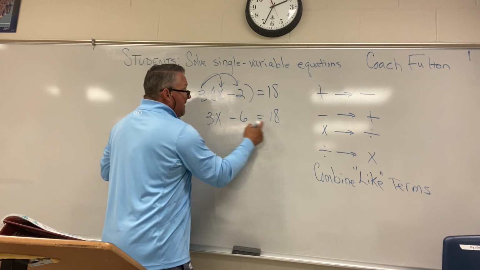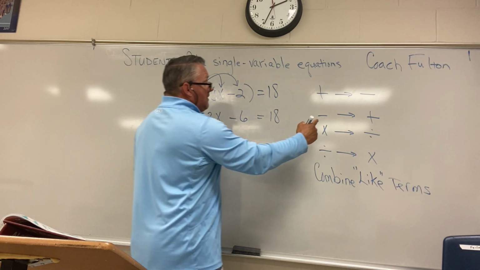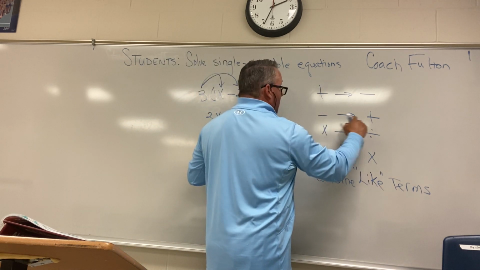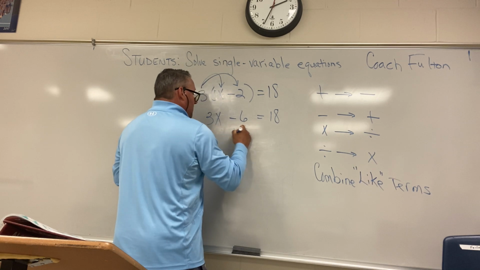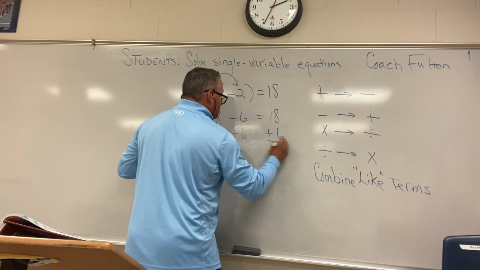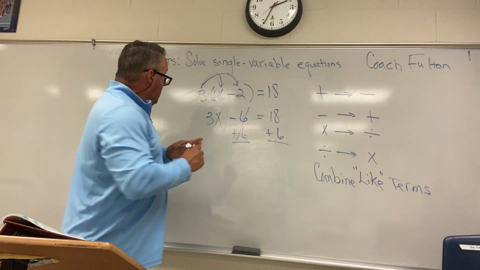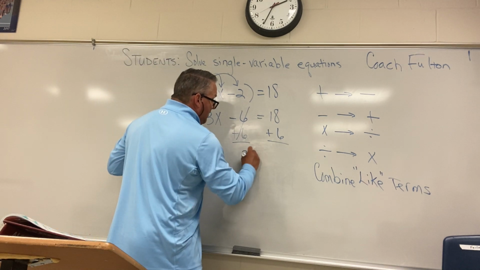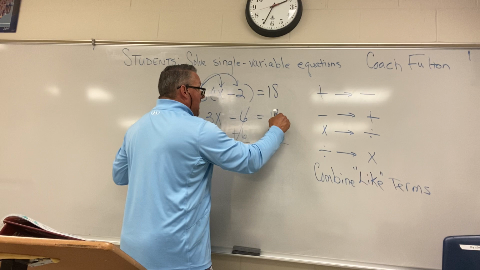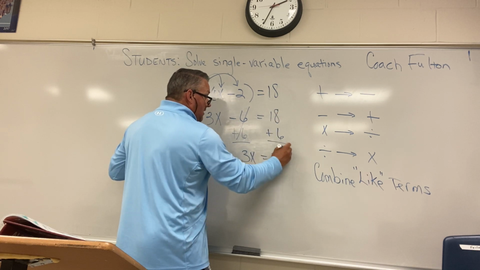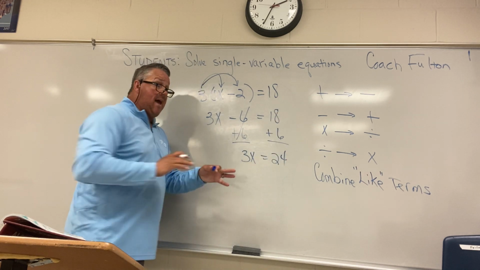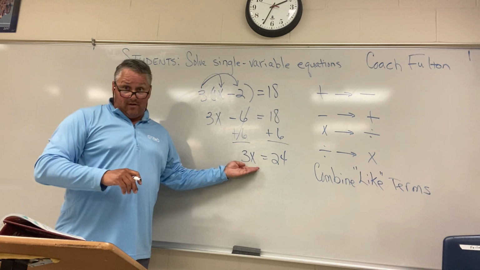So minus 6 and the 18 need to be combined. Look up here, what's my inverse operation? Minus becomes a plus. The negative 6 and positive 6, that's 0, right? That goes away. Left with 3x on the left side of the equation. On the right side, I'm going to add 18 and 6. 24. Last step. We have this 3 and this x.